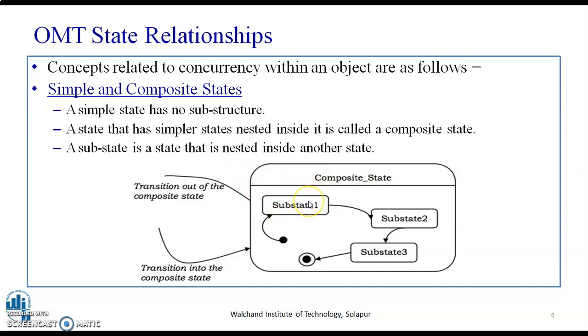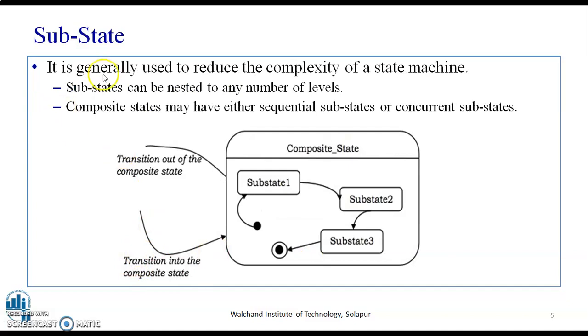nested inside each other. Moving ahead, then what is a substate? A substate is a state that is nested inside another state. Over here, this is called the composite state, and the substates which are present in the composite state are nothing but the substates. These substates can have an initial state and an end state. In general, it is used to reduce the complexity of a state machine.